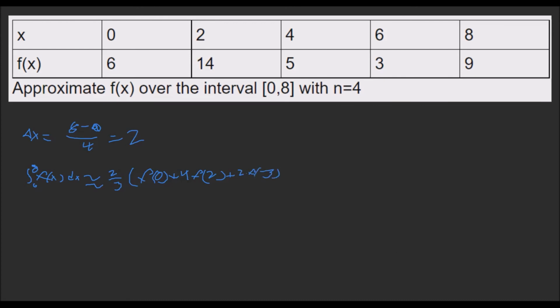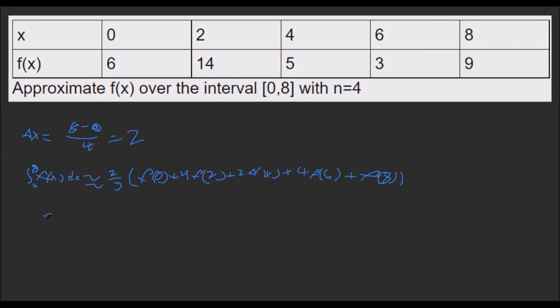Sorry, I don't know why I said that. 2 times f of 4, because delta x is 2. Plus 4 times f of 6. Plus f of 8. Okay, from here we just have to fill in our values for all of our f of x values.